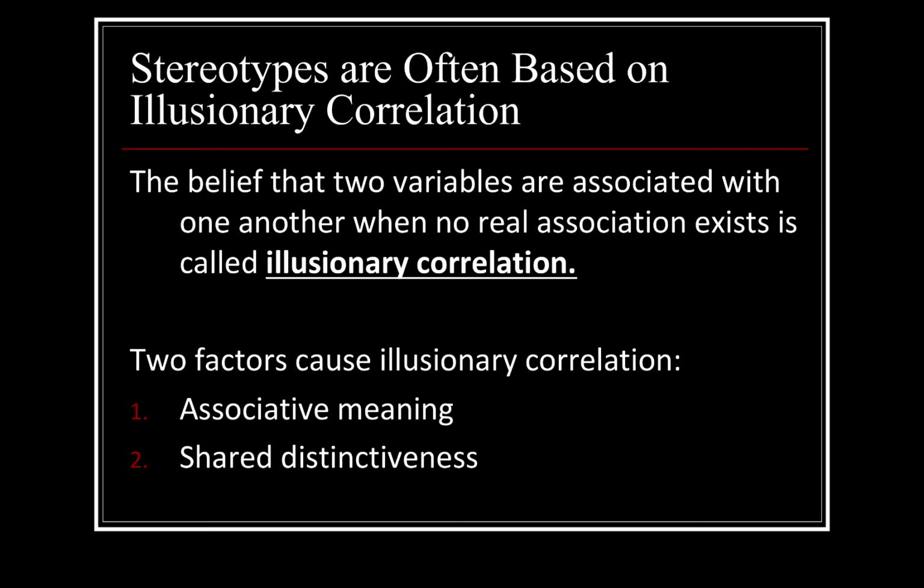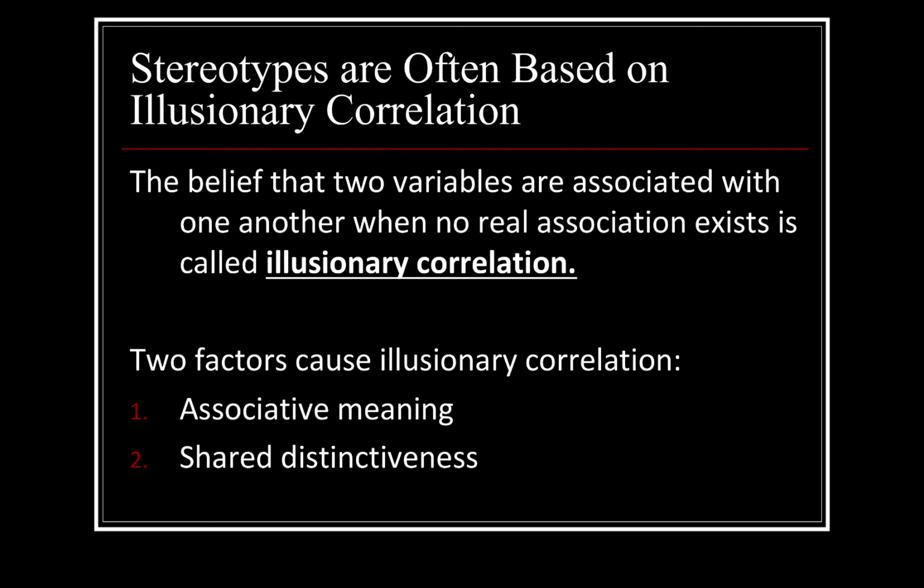So how do we do this? What brings it up? There are two factors that cause an illusory correlation: 1, an associative meaning, and 2, shared distinctiveness. Associative meanings are two variables that are associated with one another because of the perceiver's pre-existing beliefs. Once the stereotype is activated, the person engages in biased processing of social information by attending to information consistent with the stereotype, ignoring other information that contradicts it. And so we have a self-confirming belief.